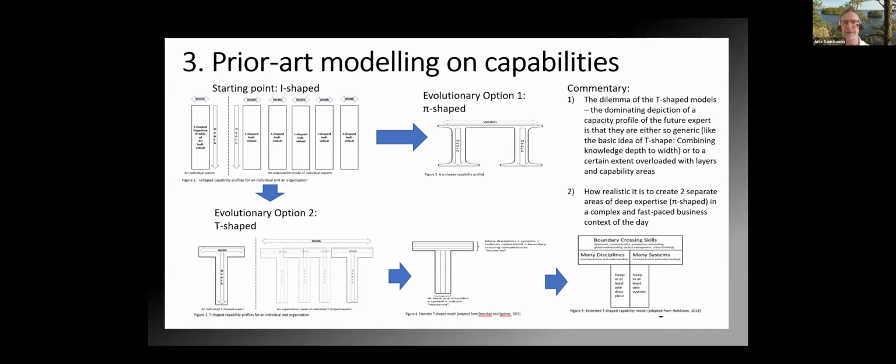That's better. Okay. And then came the extended T-shaped model by the American and Sporer for already 11 years ago, with many disciplines, many systems, at least one discipline, one system, one culture mastered. So multiple deep skills and multiple wide skills.